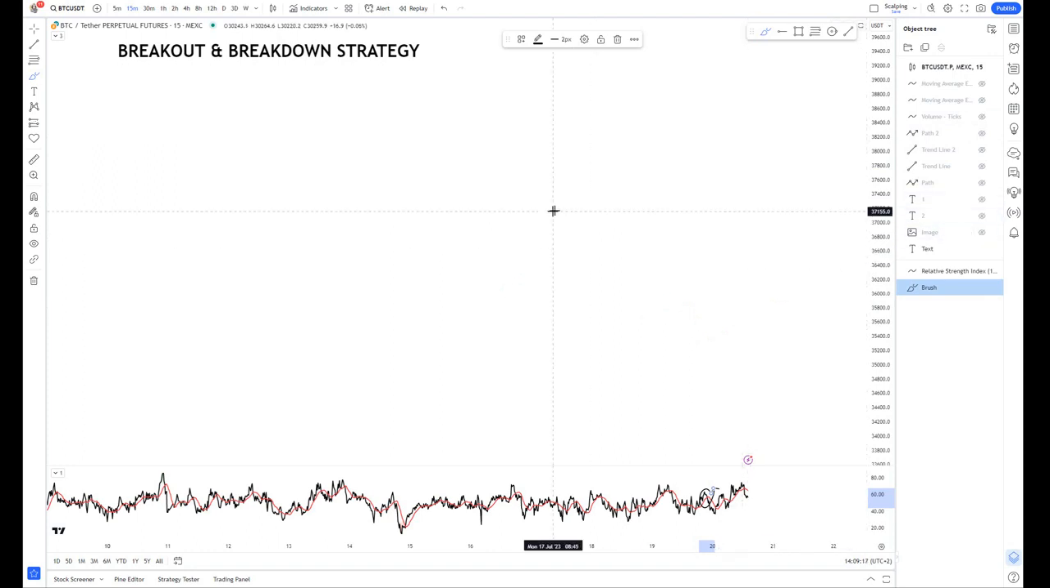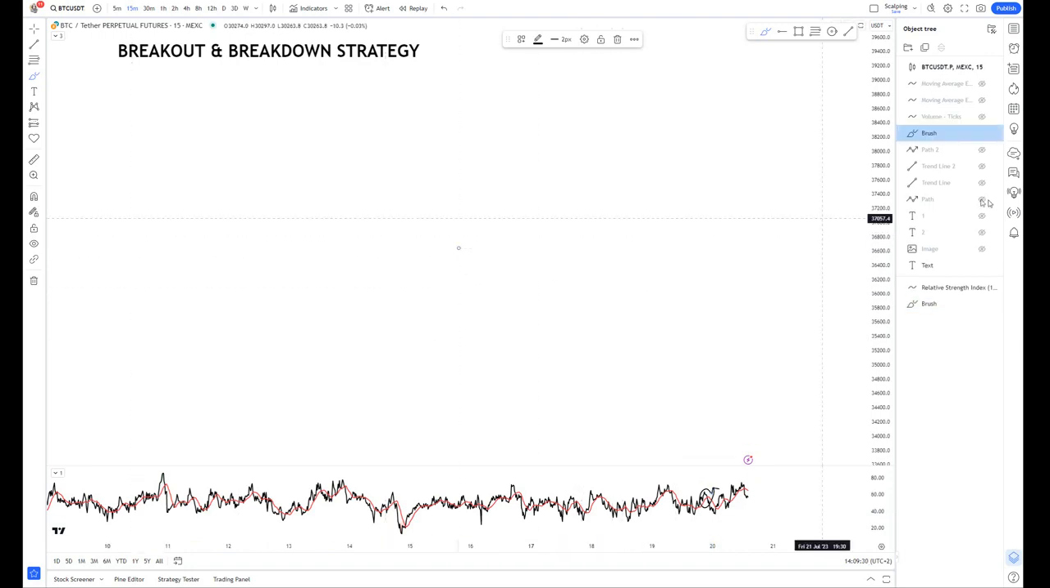I will usually trade this only on the 15-minute time frame, but you can use it also on the 1 hour or above. But for me, I find it working best on lower time frames, and in this case, usually the 15 minutes, because after a confirmed breakout or breakdown, you have to wait a couple of candles because you want the breakout to be confirmed.